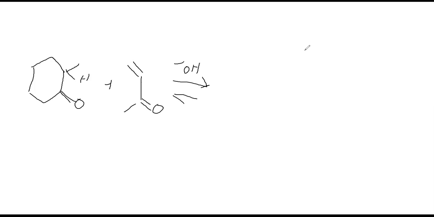Step one is to deprotonate this guy. Deprotonate that guy. Remove that, and that's going to form the negative charge, which is going to attack at the 1,4 position. So we're going to form this intermediate. Water will push it back. So 1, 2.